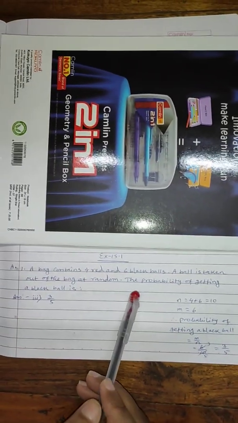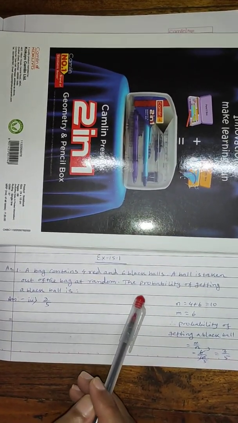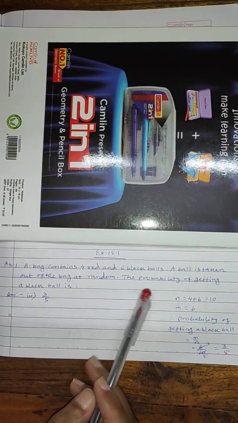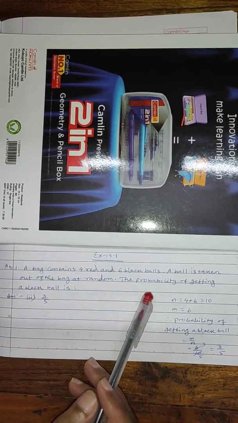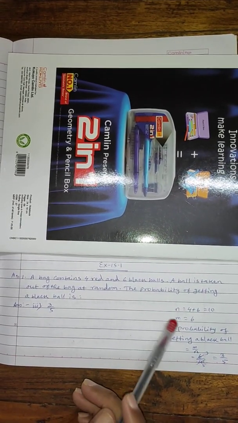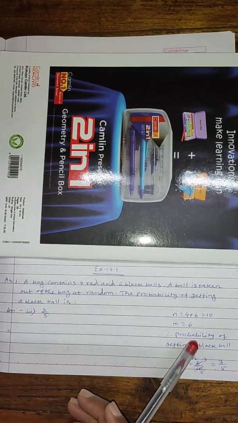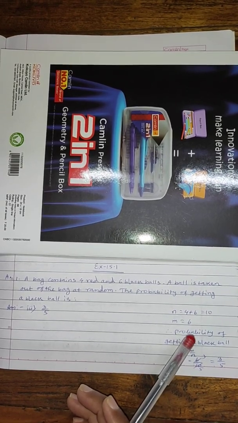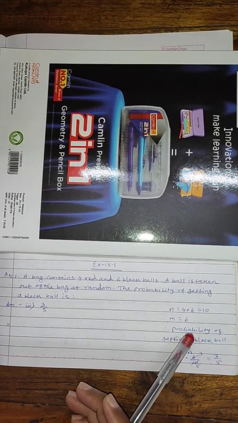Already I have started probability. For finding probability, only one major formula will be used. That is the probability for any event A, already given to you: upside, number of favorable outcomes; downside, total number of possible outcomes. That is m by n. M for favorable, n we will use for total number of possible outcomes.